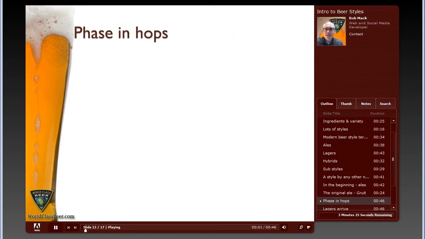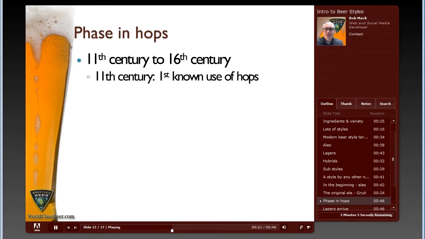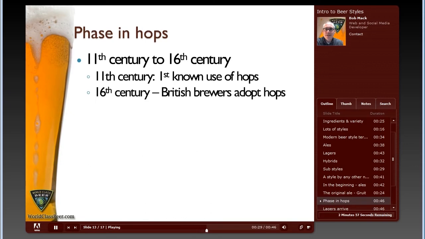Gruit began to die out slowly as brewers began to discover the value of hops. Not only did hops add flavor and balance sweetness, but hops also acted as a preservative for beer, allowing it to last longer. Hops slowly began gaining acceptance between the 11th and 16th centuries AD. The first recorded use of hops occurred in beer in the 11th century, but it took until the 16th century for brewers in Britain to fully accept hops as part of everyday brewing.